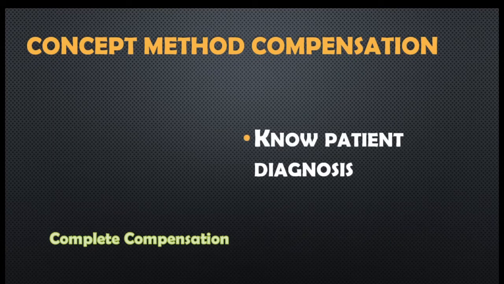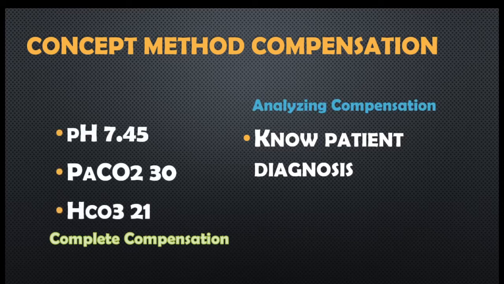In the concept method, we can analyze compensation by first knowing your patient. So what does it mean? For example, with this ABG result, if the patient is being admitted because of a respiratory problem, I could analyze this one as respiratory alkalosis. Because my patient is having a respiratory problem, so this is a respiratory alkalosis. Okay, because we are now looking at the concept of respiratory.